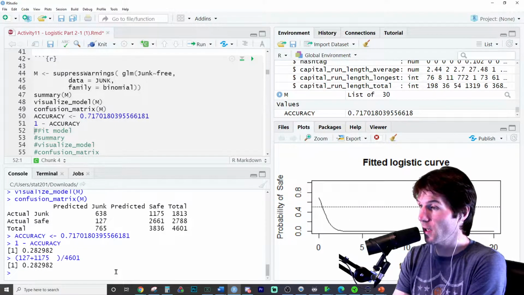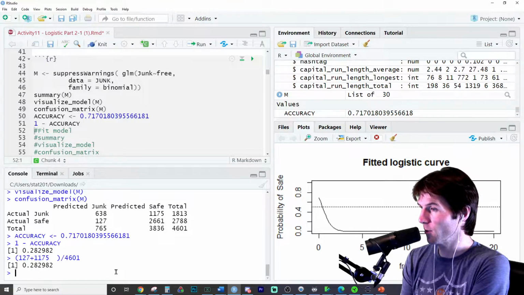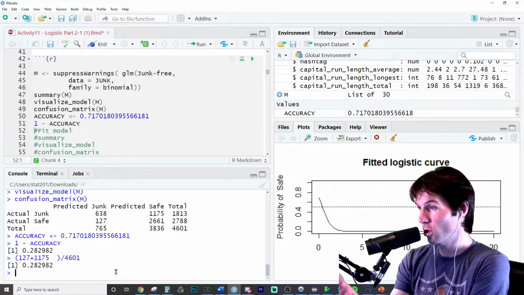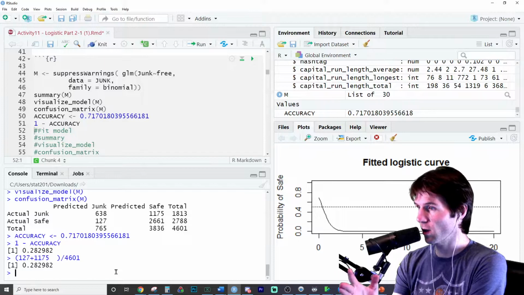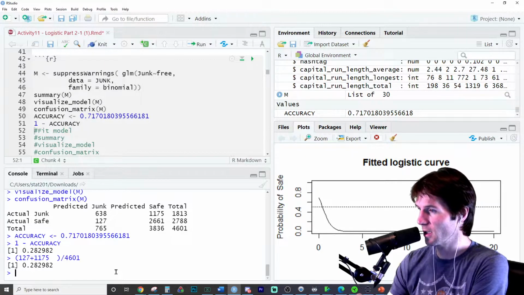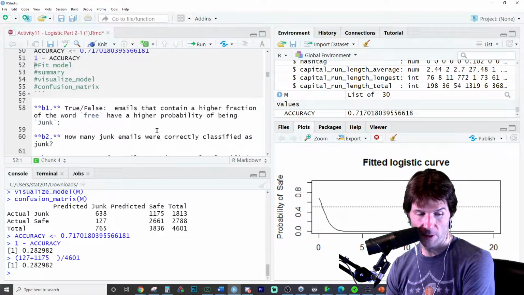So just making sure you understand where the accuracy of your model comes from. You predict something is junk and it's actually junk. You predict something is safe and it's actually safe, versus misclassification where you predict something is junk and it's safe, or you predict something is safe and it's junk. So we have all that right there.